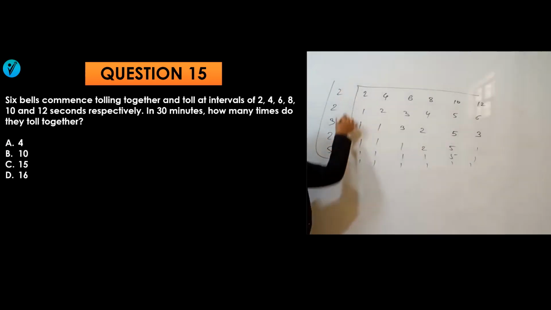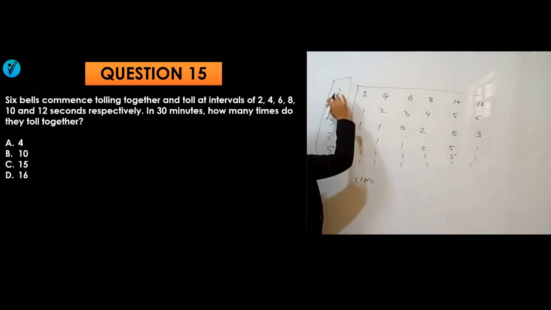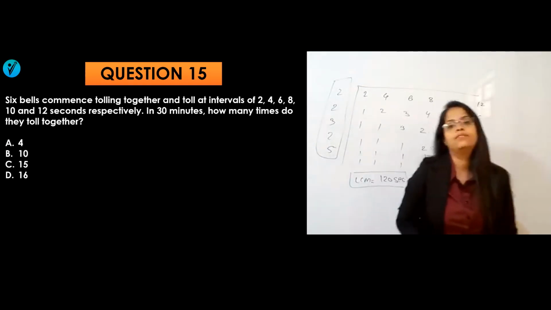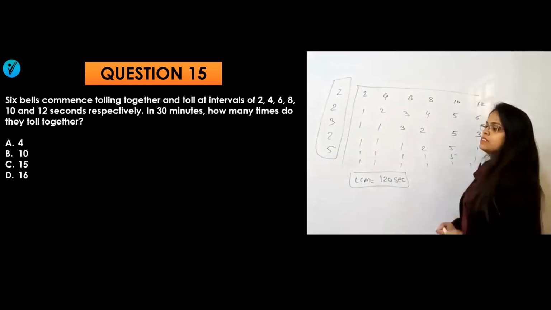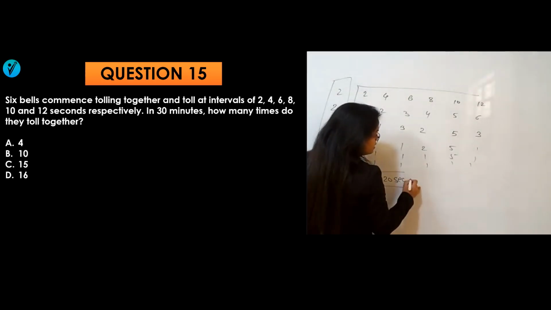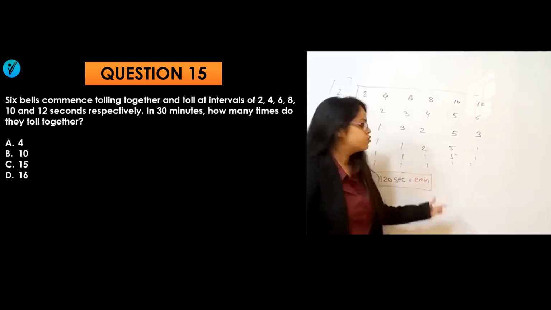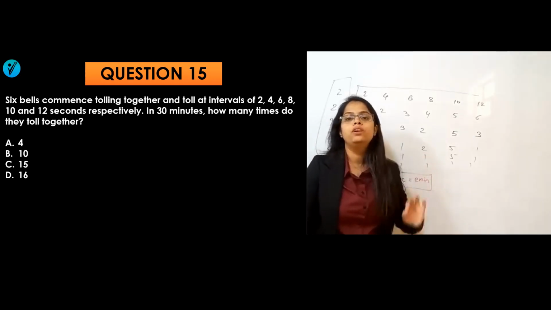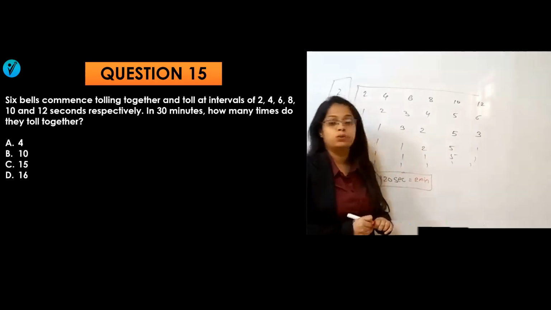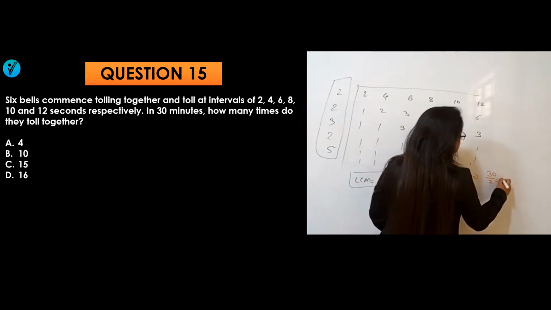That means what will be the LCM? The LCM will be the multiplication of all of these. So 5 2s are 10, 10 3s are 30, 30 into 4 will be 120 seconds. That means they will toll together after every 120 seconds. But they are asking in 30 minutes, so I will convert it. 120 seconds is nothing but 2 minutes, because I know that 60 seconds is 1 minute. So after every 2 minutes, they will toll together. So in 30 minutes, how many times will they toll? In 30 minutes, they will toll together 30 by 2, that means 15 times.